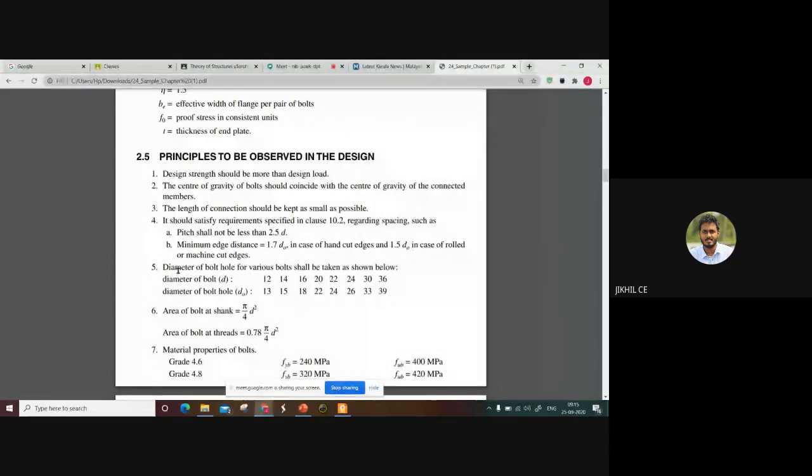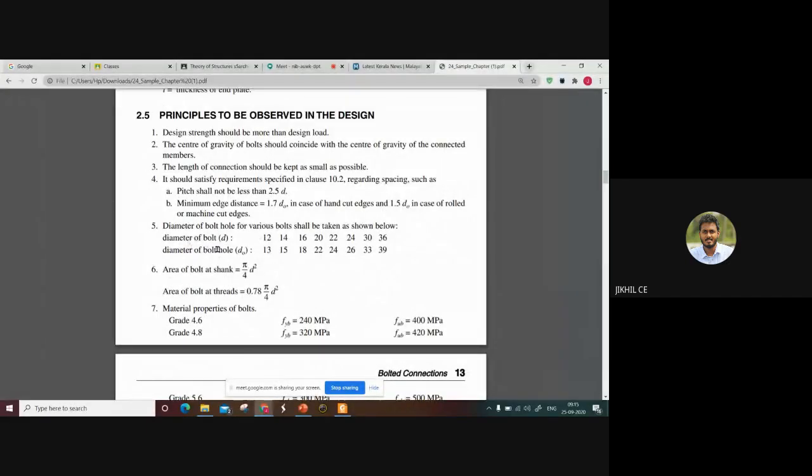And I told you for the diameter of the bolt, you should provide some clearance. So you can see for a 12 bolt, you should provide a hole of 13. Similarly, for 14, provide 15, and the list goes on.